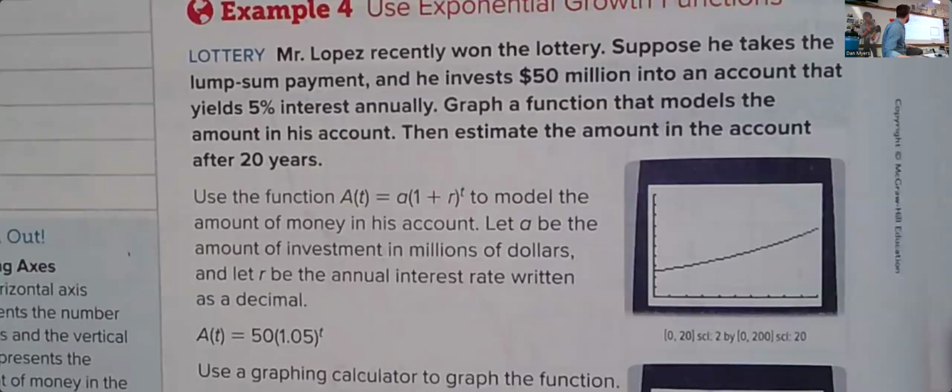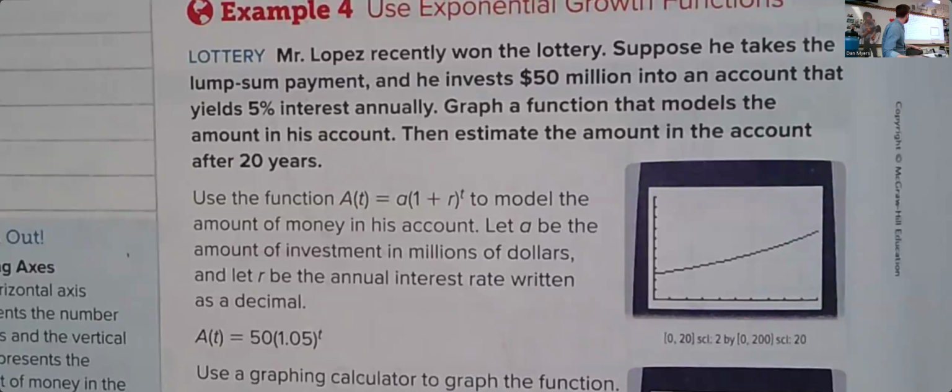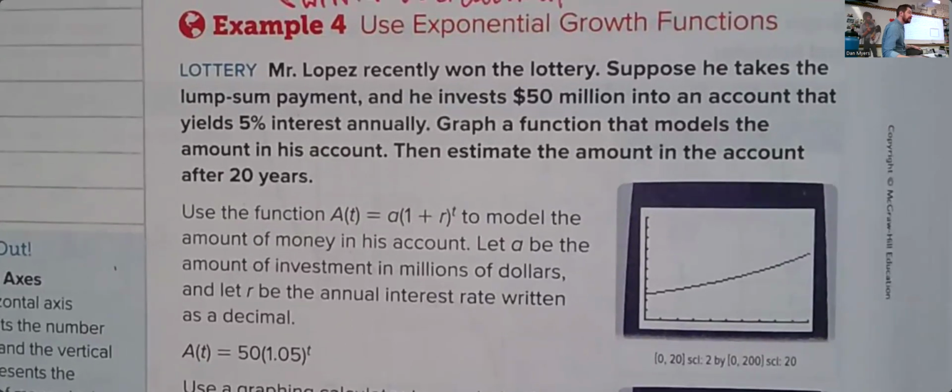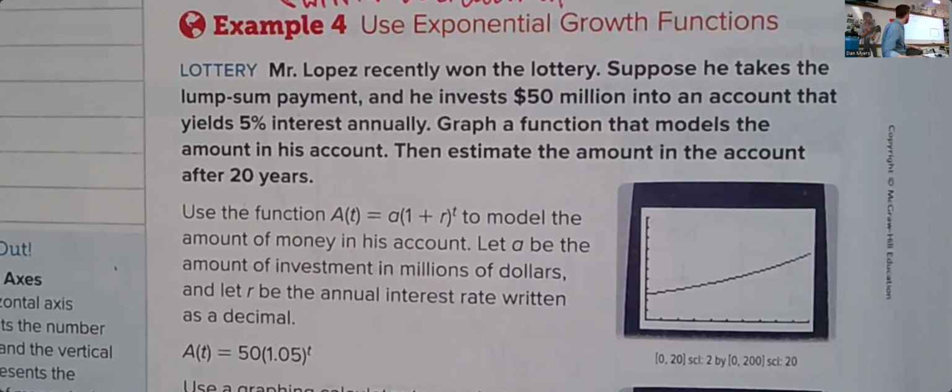Mr. Lopez recently won the lottery. All right, so actually, did you hear recently, like, what was it, last week? Somebody in Portland won Powerball, and it was like over $1 billion, which is insane.